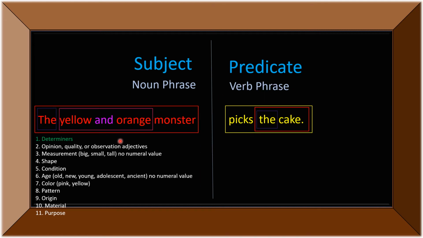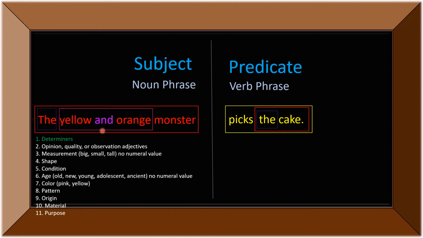The yellow and orange monster picks the cake. So the yellow and orange monster is the noun phrase and the subject of the sentence. The is a determiner and a definite article. Yellow and orange is the adjective phrase. It is a coordinate adjective phrase, and it is an attributive adjective phrase. They are both number 7 on the list of the order of adjectives.